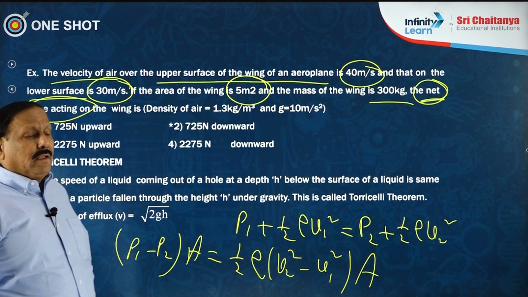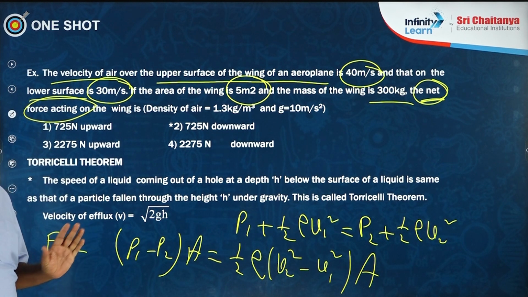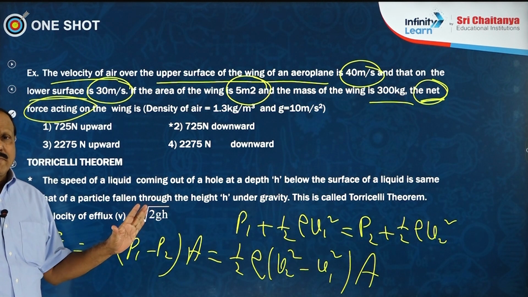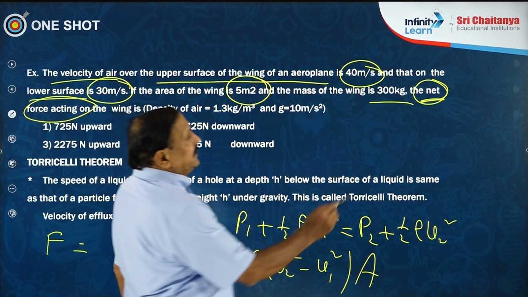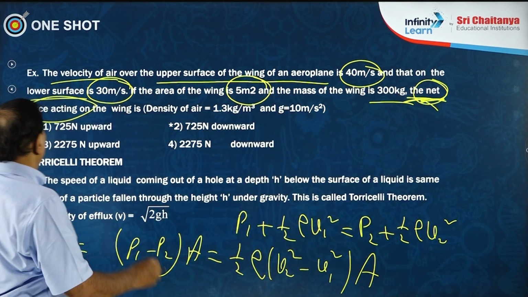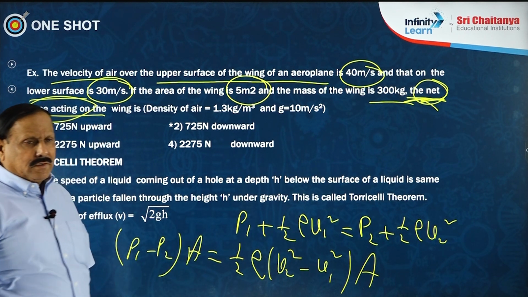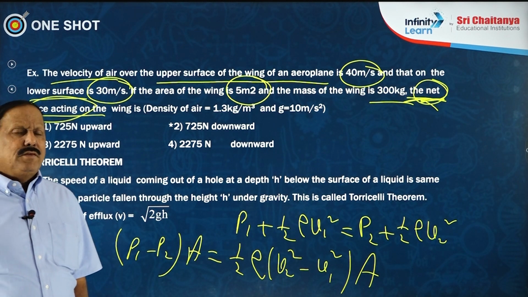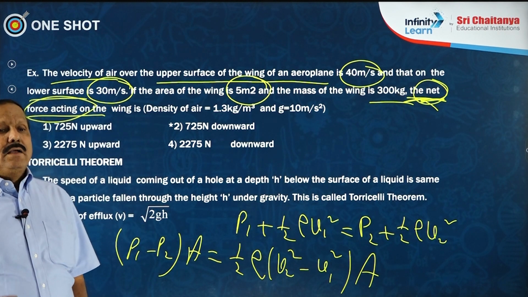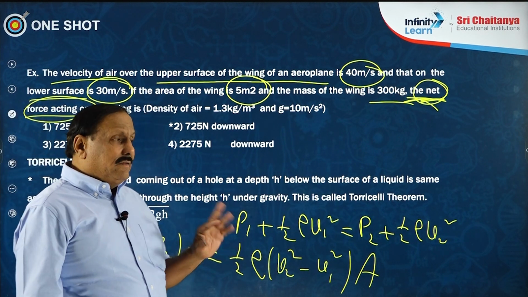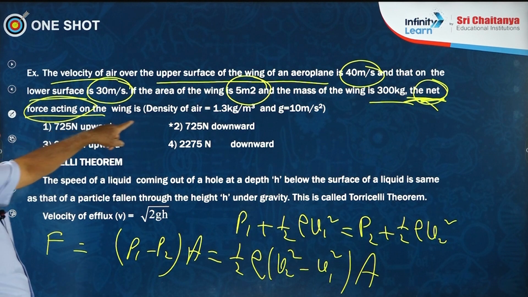Now, I am telling again, there are two types of questions. With the same data, if they ask aerodynamic lift, you have to calculate this only. But in this particular question, they are asking net force acting on the wing. So, therefore, we have to add the weight of the aeroplane also. This is only the aerodynamic lift, and we have to consider the net of two things. One is called aerodynamic lift, another is weight. The resultant of these two is called net force.